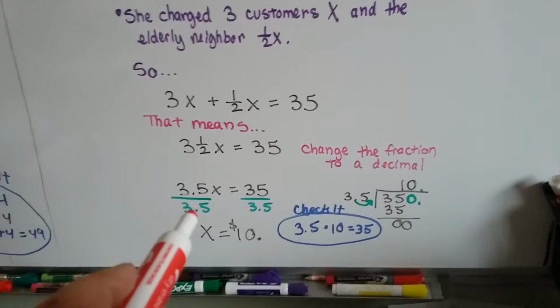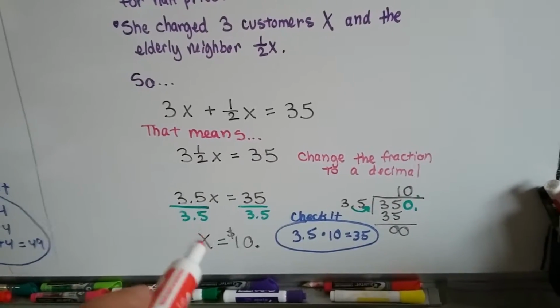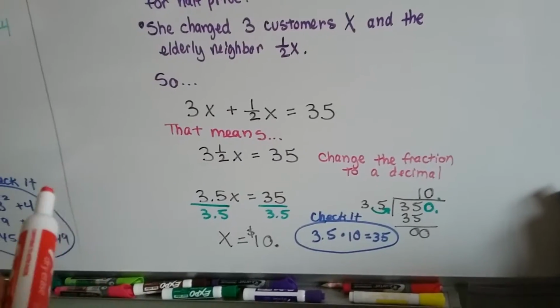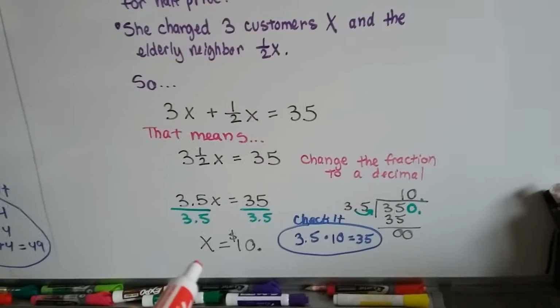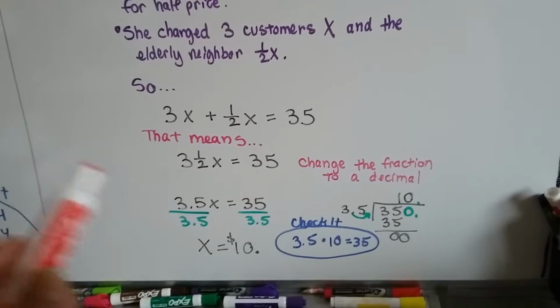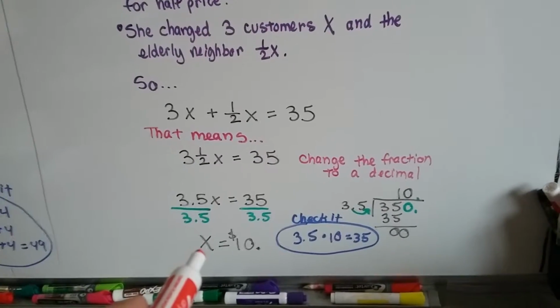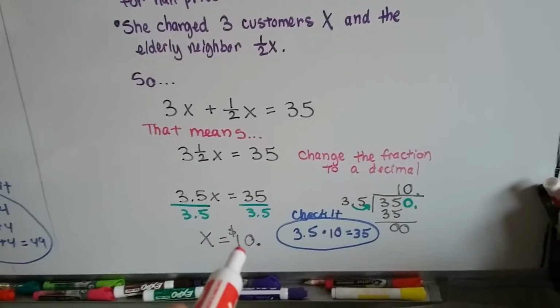3.5 divided by 3.5, that means just 1. So now we have 1x here. Okay? And like I said before over there, when we have 1x, we don't need a 1 in front of it to tell us that there's just 1x there. We can see there's 1x there. We don't put a number in front of it unless it's 2 or more, right? So we know there's 1x. All right, 35 divided by 3.5 is 10.